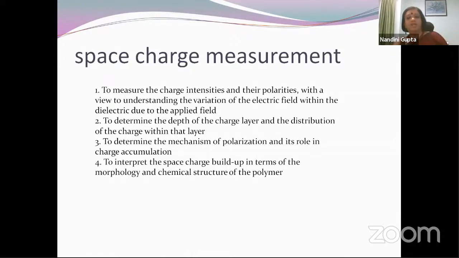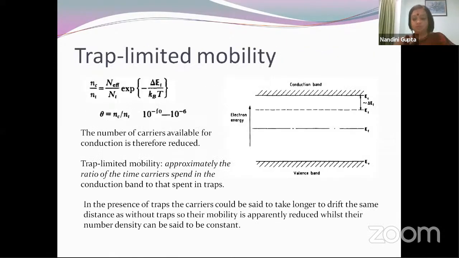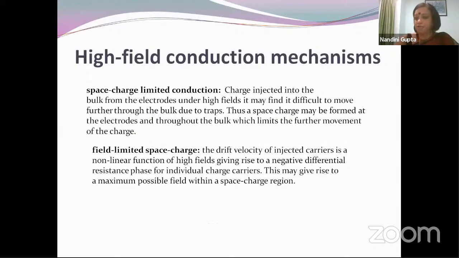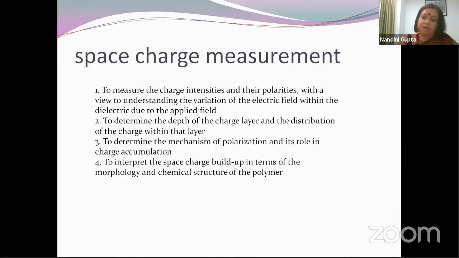So you can measure space charge and you can compare the space charge between two materials, and you can say, look, this is a more aged material and it is reaching its end of life. So the objective of space charge measurement is to measure the charge intensities and their polarities, because we need to understand how the fields will behave in the presence of space charge to determine the trap level.